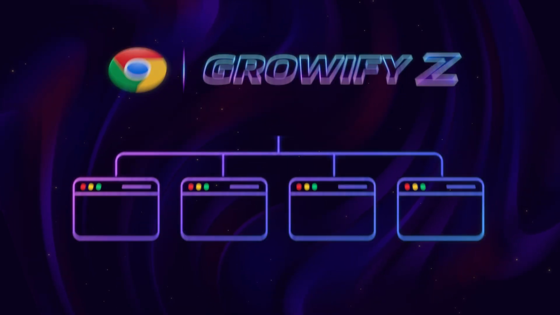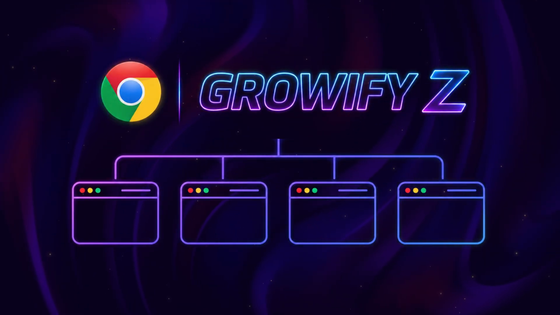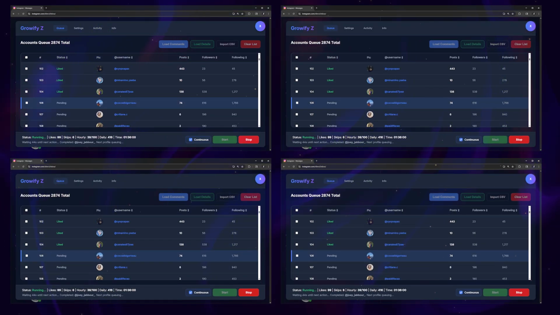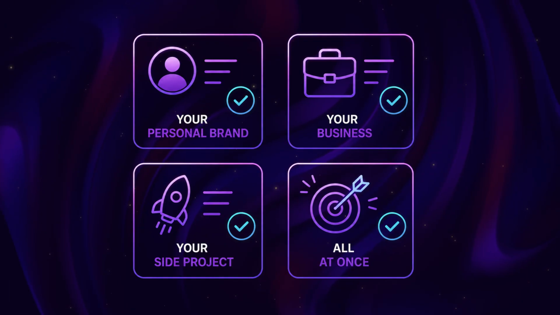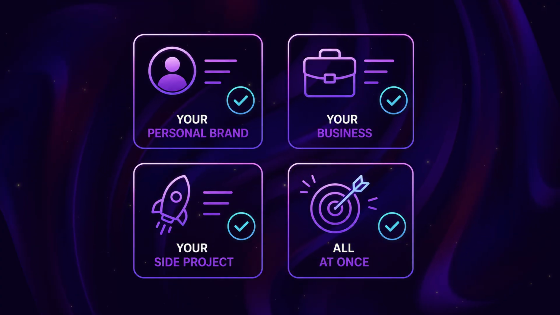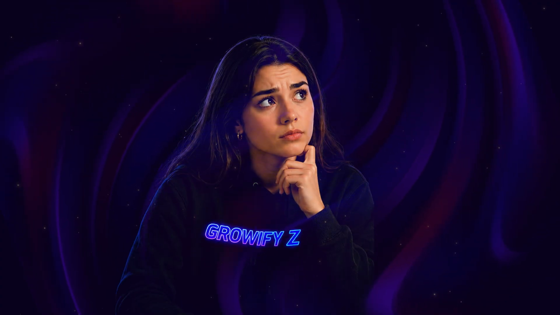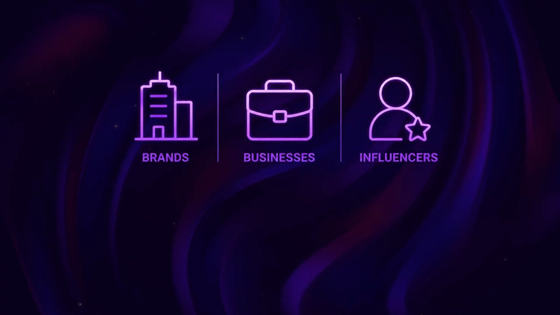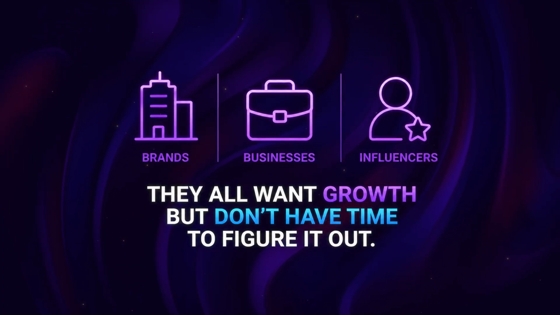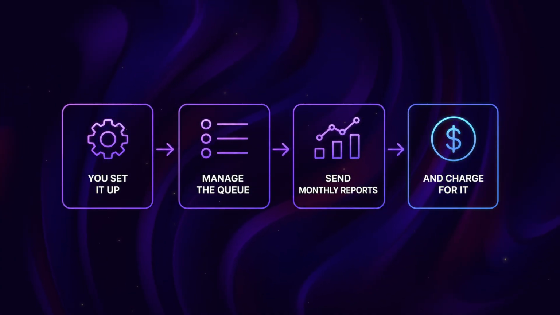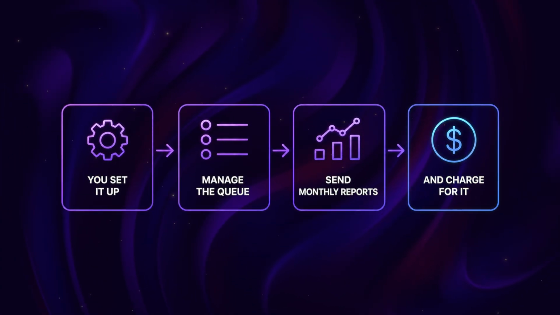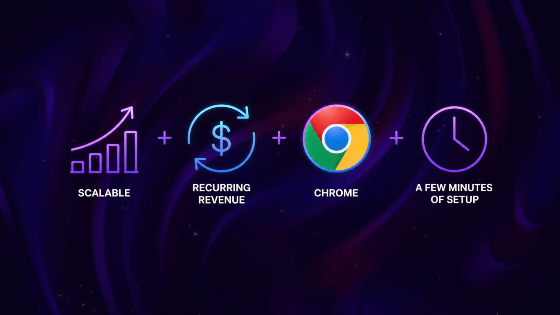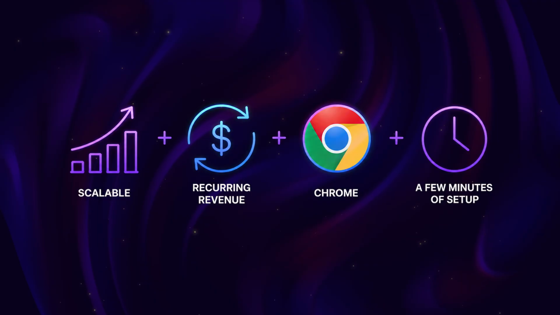And what's even better? You can run Growify Z on multiple accounts at the same time. Just open separate Chrome profiles, install Growify in each one, and run parallel growth systems. Grow your personal brand, your business, your side project, all at once. Or take it a step further. Offer this as a service. Brands, businesses, influencers, they all want growth, but don't have time to figure it out. You set it up, manage the queue, send monthly reports, and charge for it. The tool does the work. You get paid. It's a scalable, recurring revenue stream using nothing more than Chrome and a few minutes of setup.